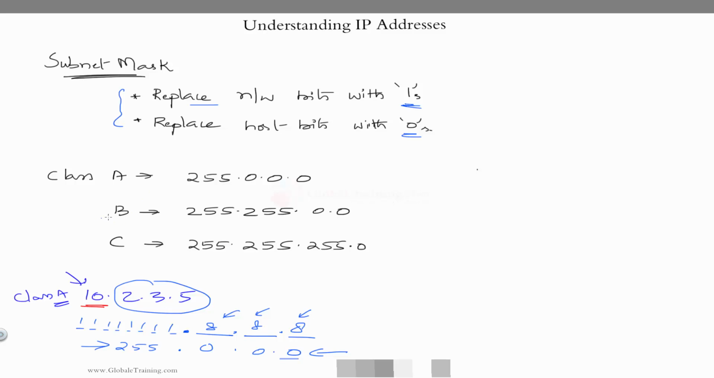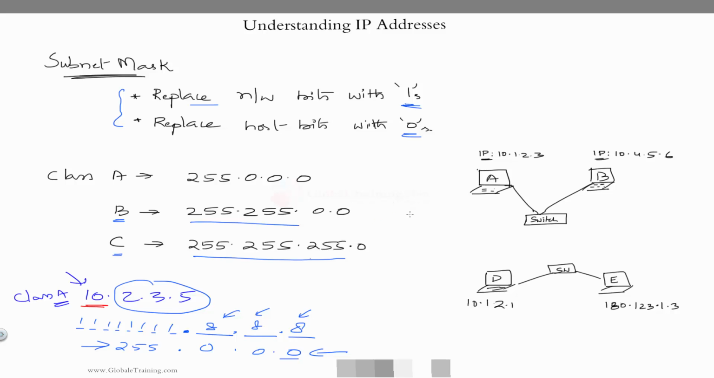Similarly, for class B, we know that the first and the second octet are for network, so we get 255.255.0.0, and similarly for class C, the first 3 octets, meaning the first, second, and third octets, are network, so we replace them with 1s, and what we get is 255.255.255.0. One more slide to finish this video.